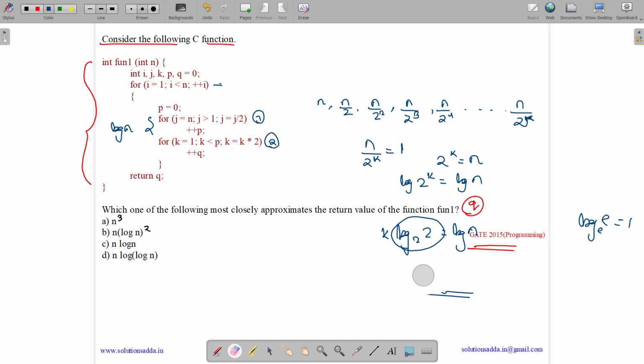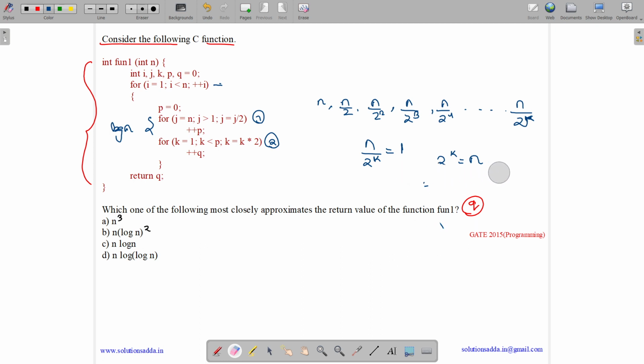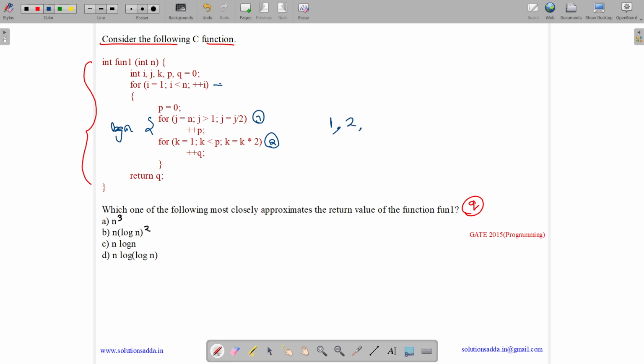Now let us analyze the second loop. Initially we have the value k equals 1. Then we multiply k by 2, so it becomes 2, then 2 square, then 2 cube, up till, let us assume, 2 to the power l, because k is already used over here. So the value of k goes to 2 to the power l. So we have total l iterations.